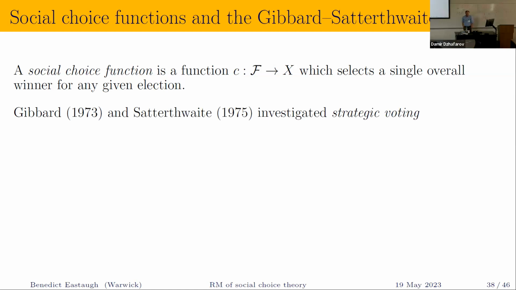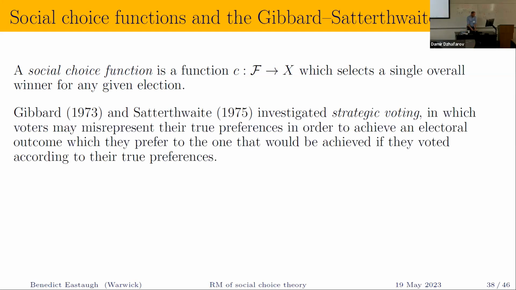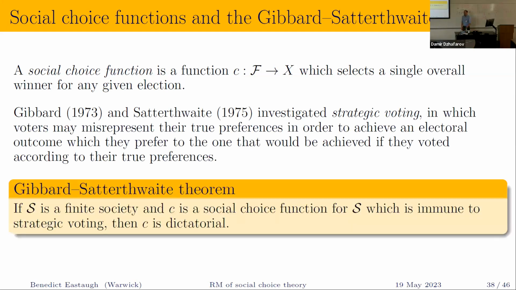So in the 70s, Gibbard and Satterthwaite investigated the idea of strategic voting or tactical voting. People call it different things. The idea is that you might misrepresent your preferences in order to get the result that you prefer. And they proved the following theorem. If you've got a finite society and a social choice function which is immune to strategic voting, then that social choice function has to be dictatorial. It's always going to be determined by a single voter. This is in a way very similar to Arrow's theorem, and in fact, I think you can use Arrow's theorem to prove this.